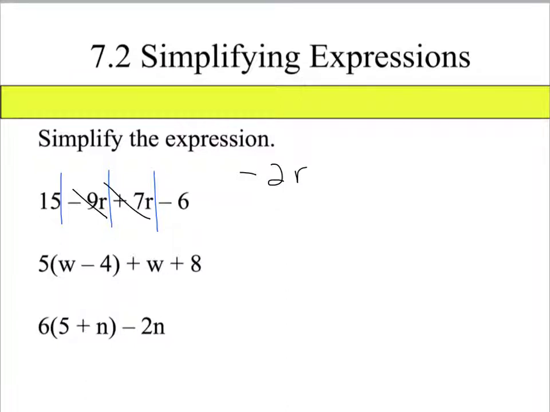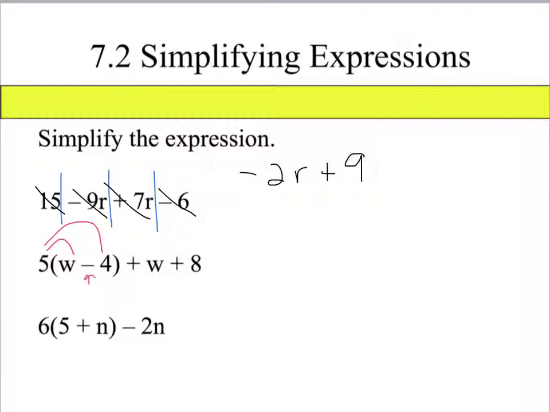Then what else do I have? Well, I have a 15 and I have a negative 6. So I take 15 plus a negative 6, and then I have plus 9, and I'm done. Second one, there's one step that we have to do first. We need to distribute that 5 through. We need to take that 5 and multiply it times everything inside those parentheses, which is 5 times w and 5 times a negative 4.